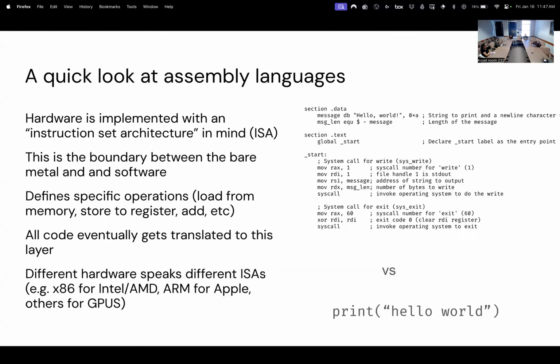And the main point that's important here, and how am I doing on time? Okay, we've got a couple minutes.